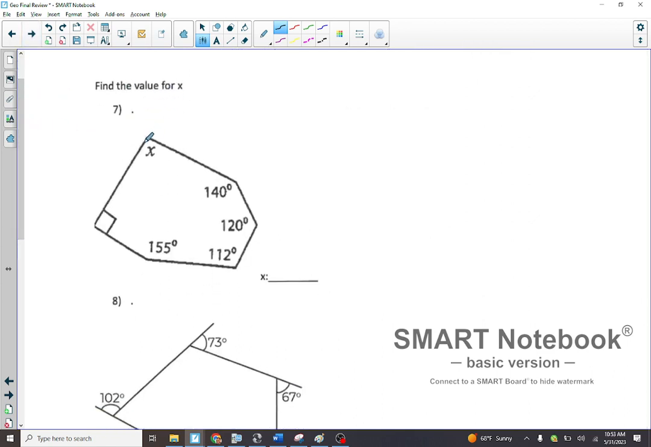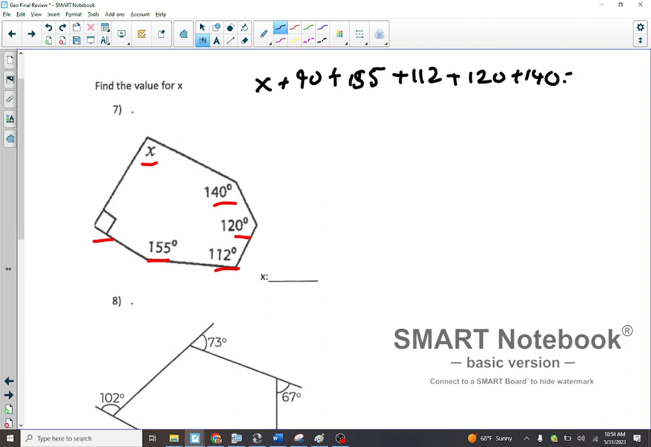Next one, find the value for x. First off, we know this is a 1, 2, 3, 4, 5, 6-sided shape. This is a hexagon. So, we know all these angles should add up to something. So, x plus 90, because that's a 90, plus 155, plus 112, plus 120, plus 140, it should add up to something.